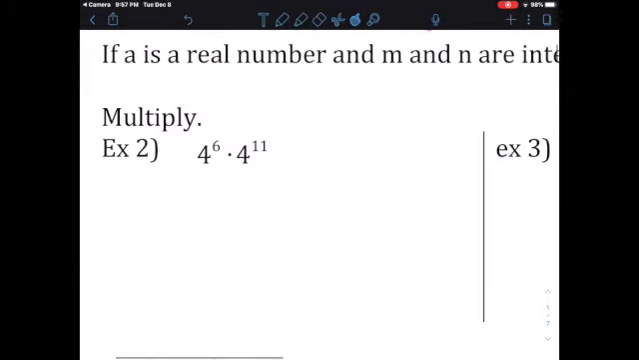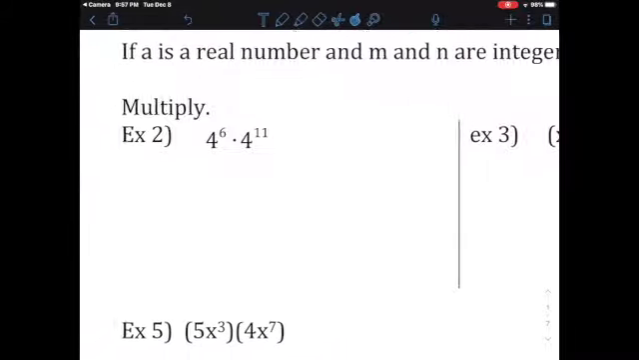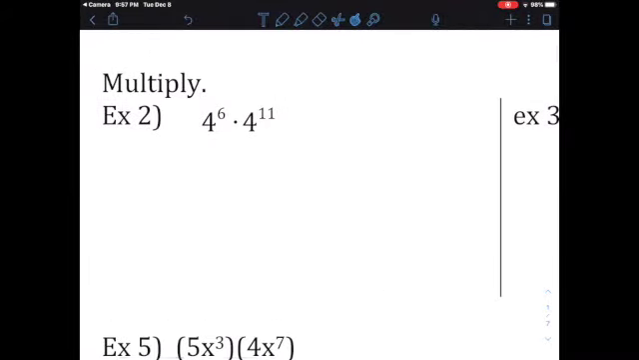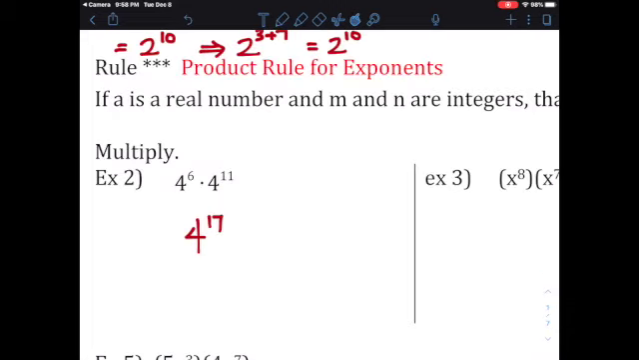Let's take a look at example number 2. Example number 2 just tells you to multiply those two. Now I notice the base is the same. So pretty much, when the base is the same, you add the exponents. So pause your video and see if you can get the right answer. For example number 2, it is 4 to the 17th.